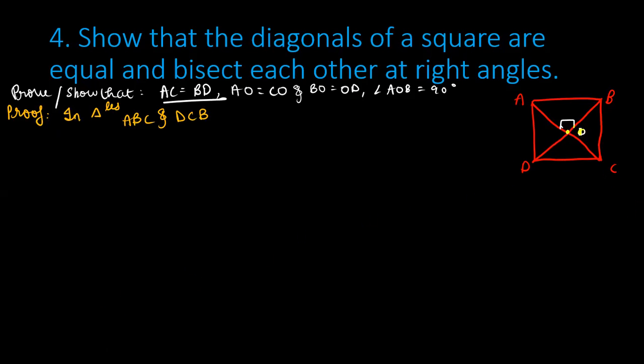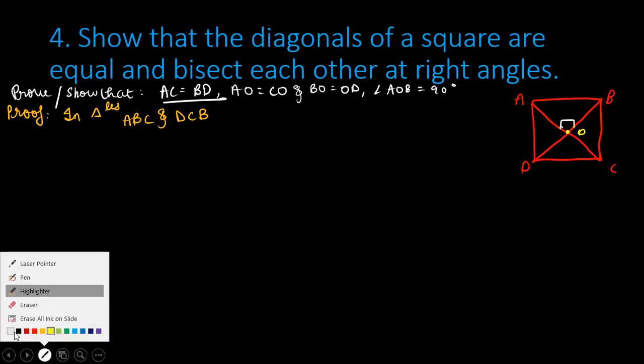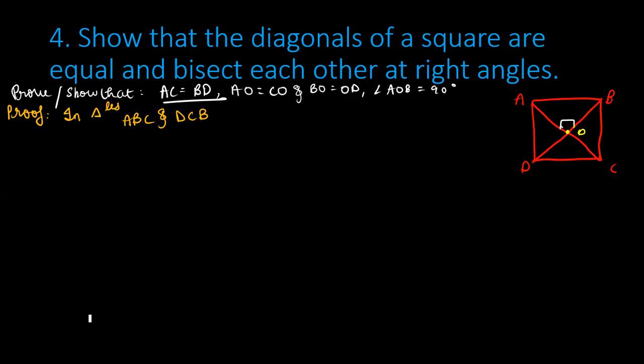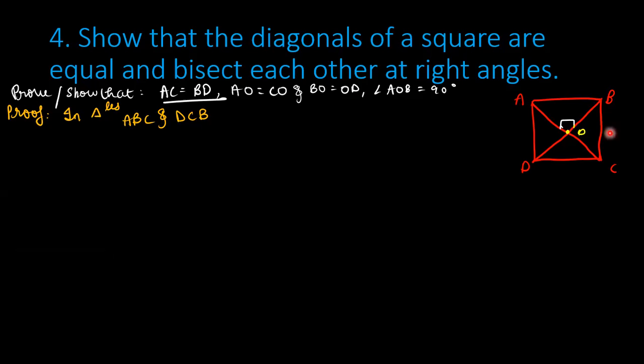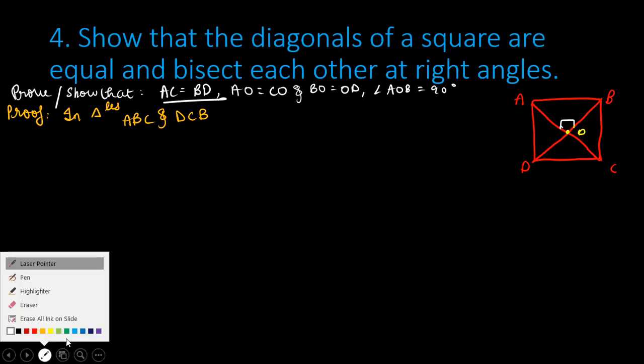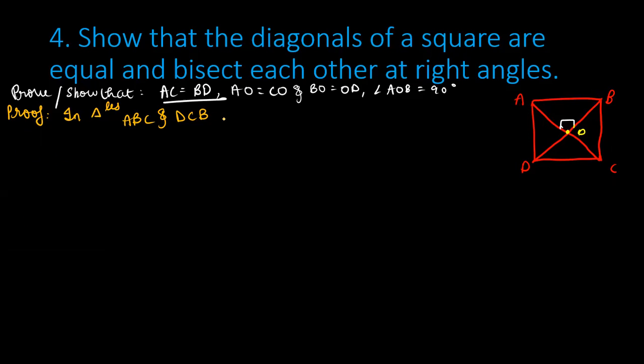The highlighting is kind of not working, so it's okay. But the point here is triangle DCB and ABC. Please look at the figure. DBC, ABC. These two triangles we are considering, and we're going to prove that these are congruent to each other. So let's see how to do that. In triangles ABC and DBC, can you tell me what are the things that are equal?